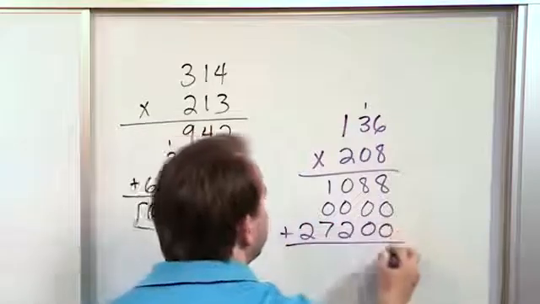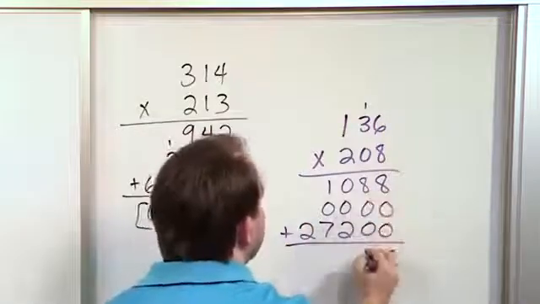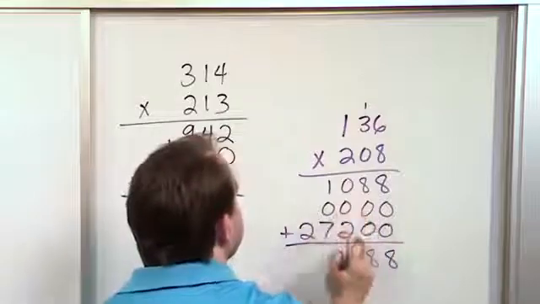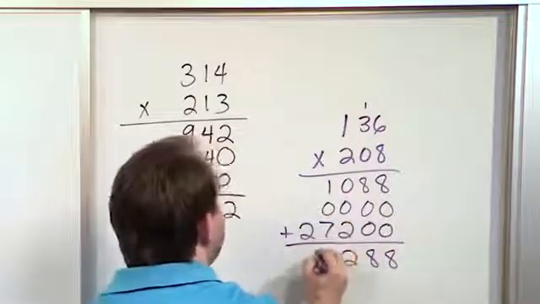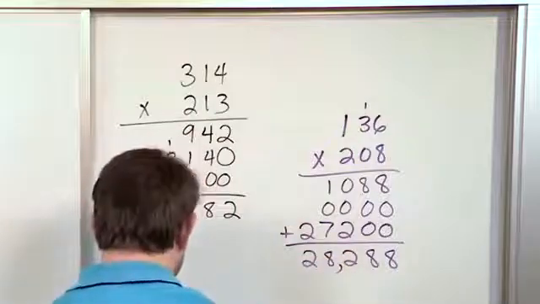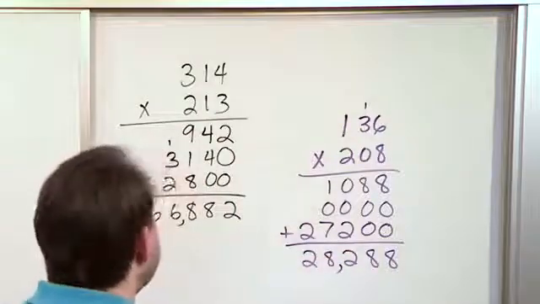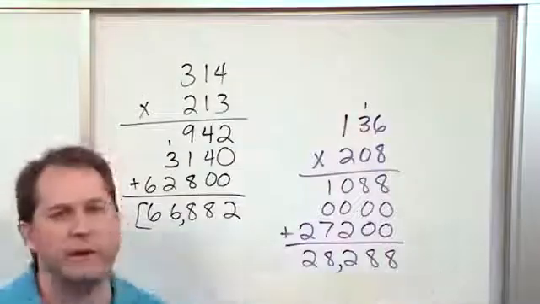8 plus these zeros gives us 8. 8 plus these zeros gives us 8. All of these zeros plus the 2 gives us 2. 1 plus 0 plus 7 will also give us 8, and the 2 just drops down, so we get 28,288.